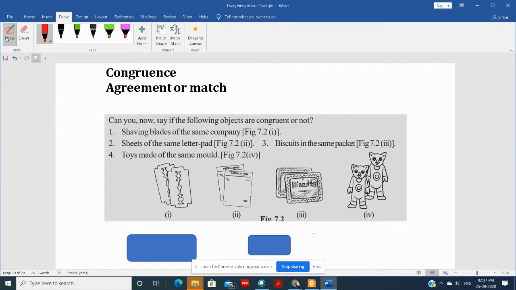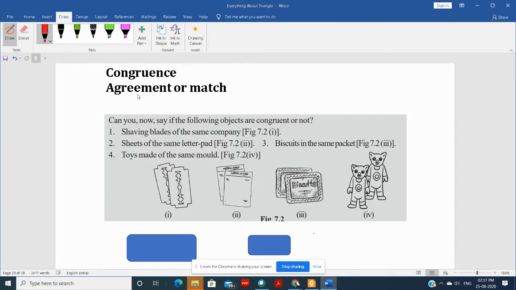Hello everyone. Today we are going to talk about one more concept in everything about triangle, that is congruence. What is the meaning of congruence? It means agreement or match. Now why are we studying this topic in maths?